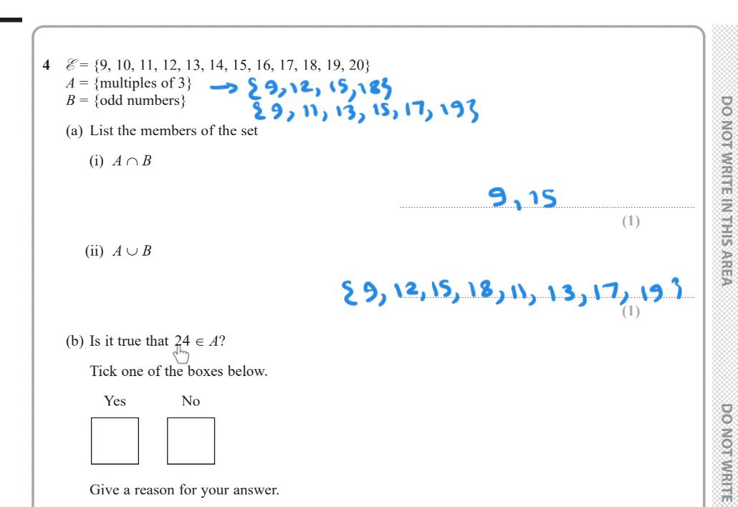B. Is it true that 24 belongs to A? Tick one of the boxes below. 24 doesn't belong to A, so no. Give a reason. Because 24 is not included in the universal set.